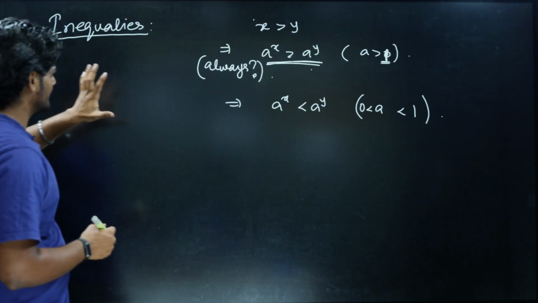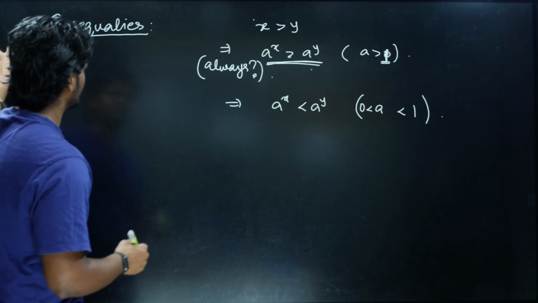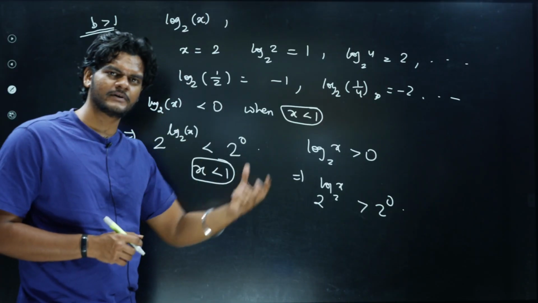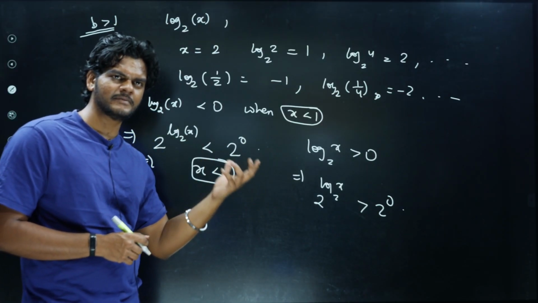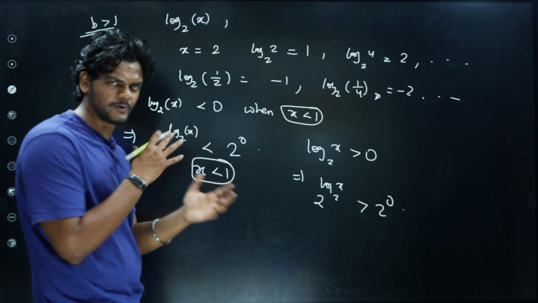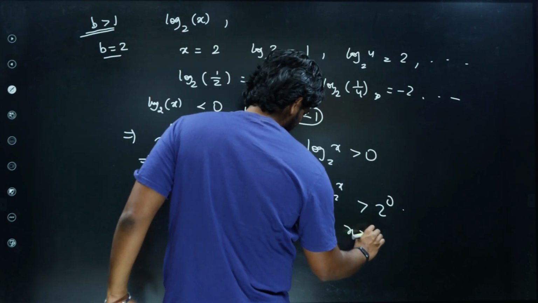This page is really important. This is very important in terms of inequalities, because logarithmic inequalities also follow from the exponential inequalities. Logarithm can be removed only through exponentiation. Anyways, so here x is greater than 1.